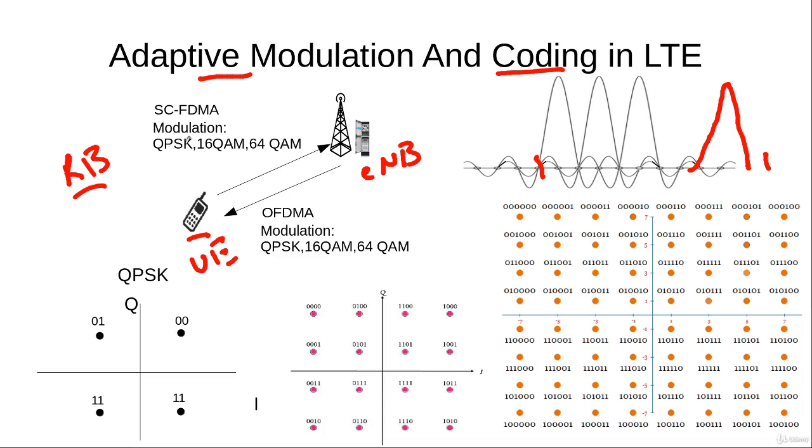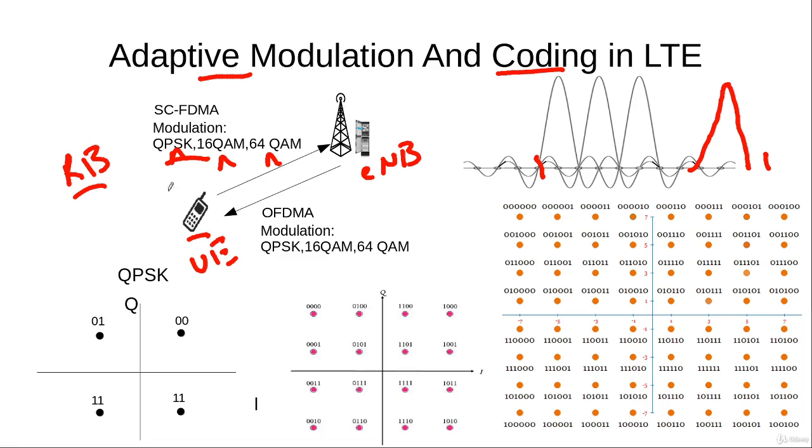Now the next question is, what is the modulation scheme that is used on these subcarriers in a resource block? There can be three types of modulation schemes: QPSK, 16 QAM and 64 QAM that can be used.